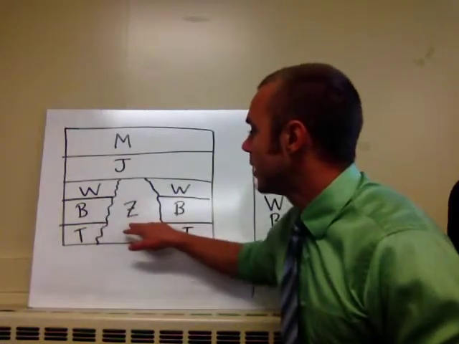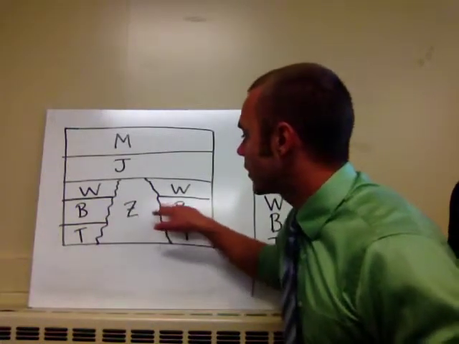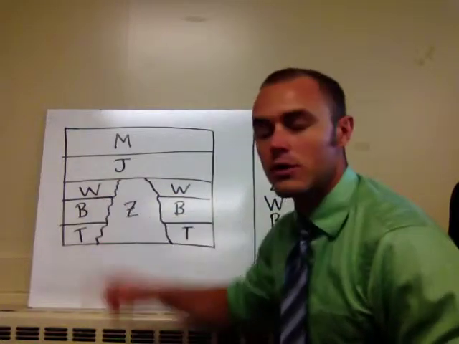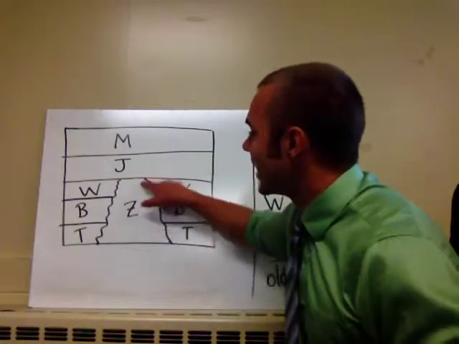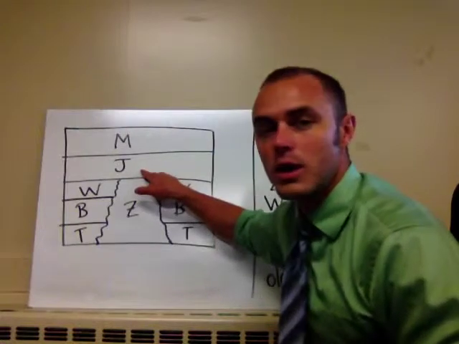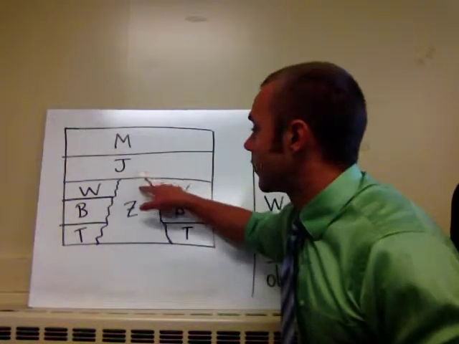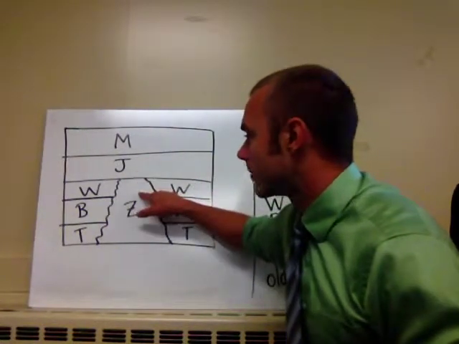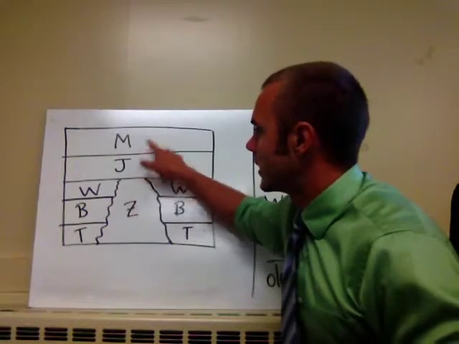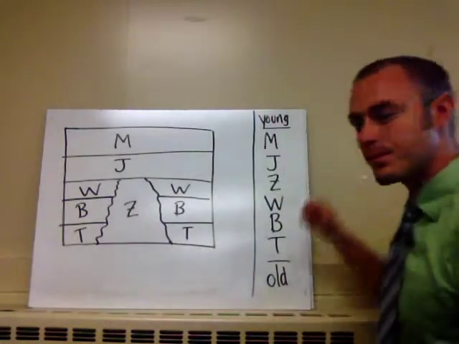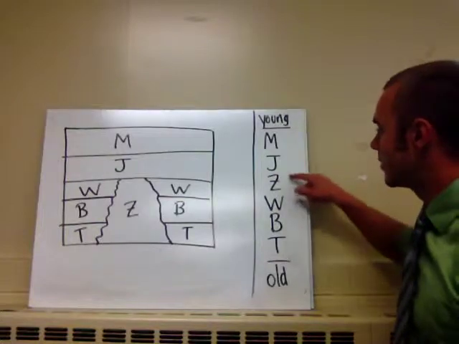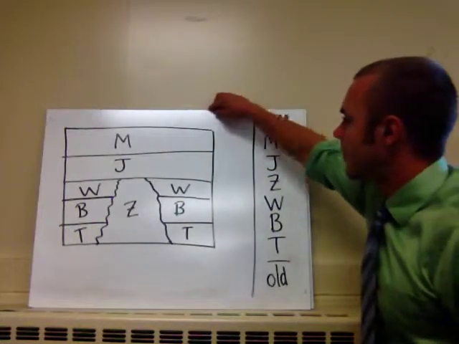So T, B, W, Z, because Z crosses and cuts these other layers. So that was the next thing to come. It does not cross or cut J. So therefore J is younger than Z. So J, M. And here it is again: T, B, W, Z, J, M.